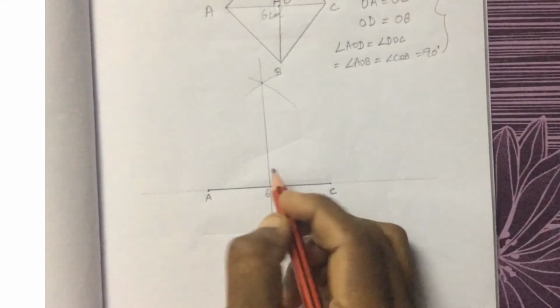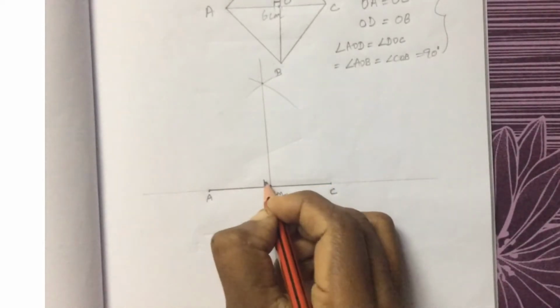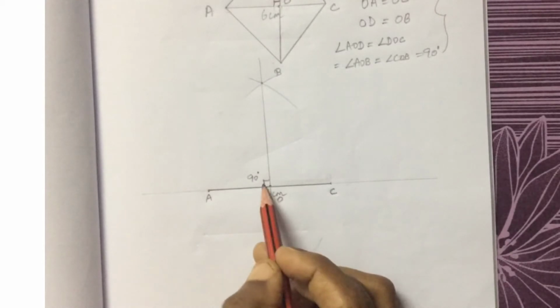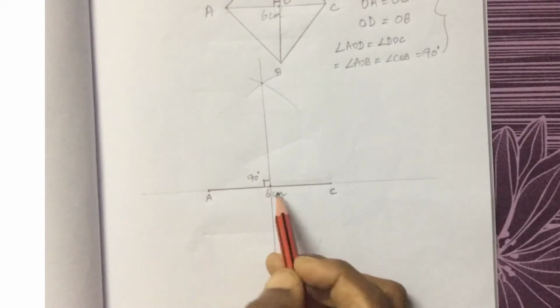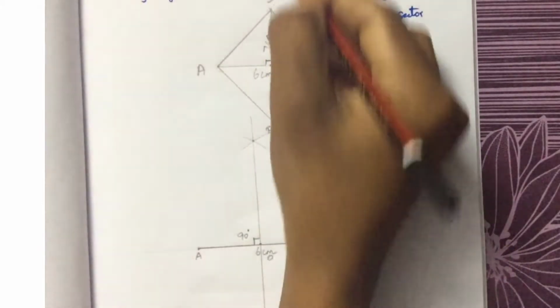Now this point is O. If you measure, this angle is 90 degree. If this is 90 degree, this is also 90 degree, this is 90 degree, this is 90 degree. So now one job is done. We have drawn this 90 degree line.